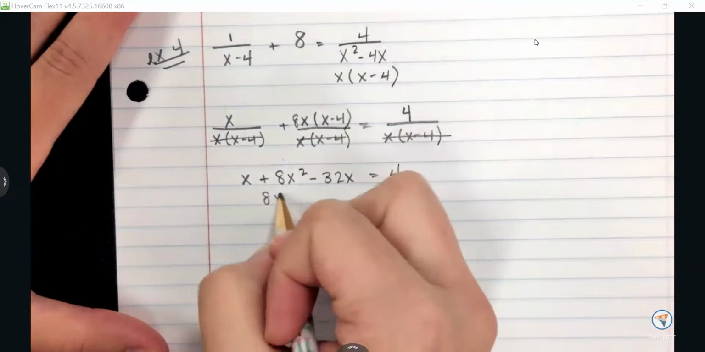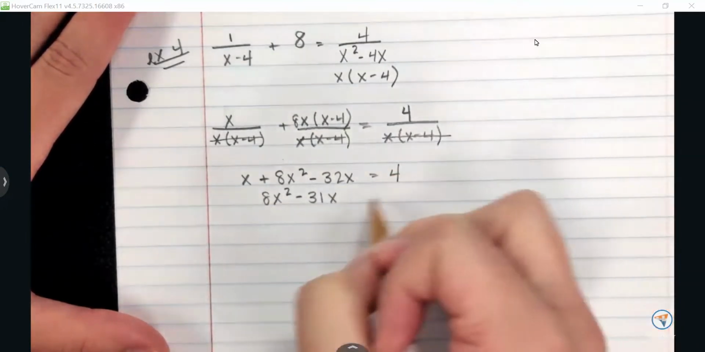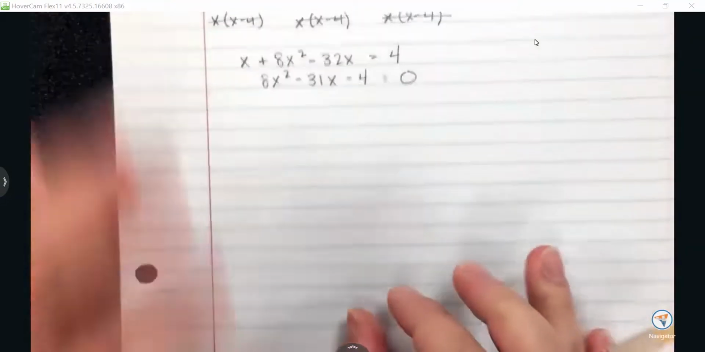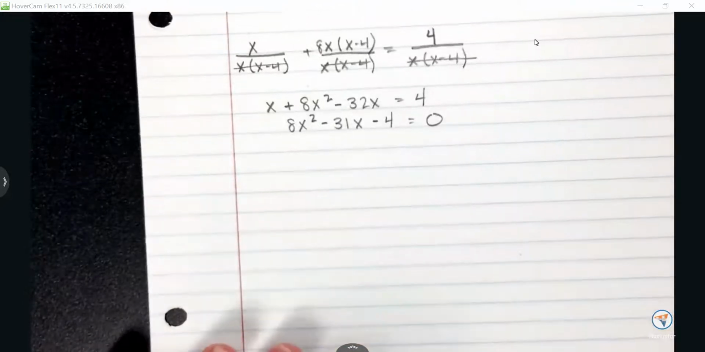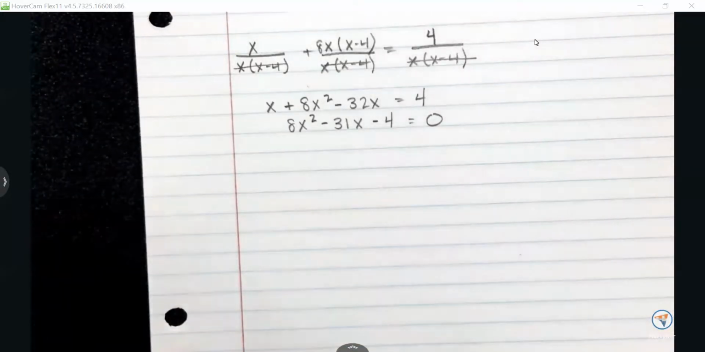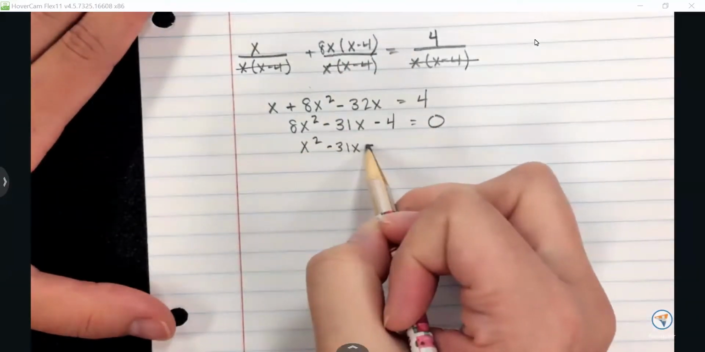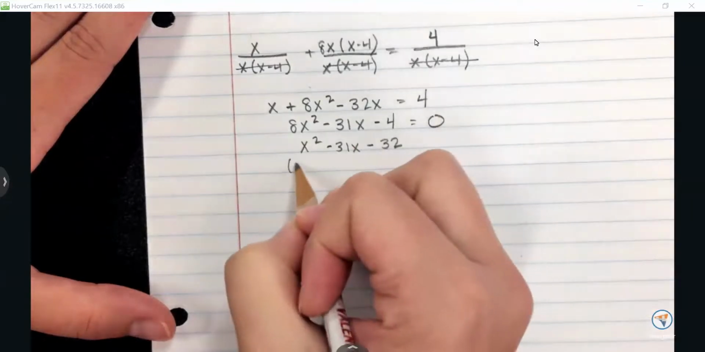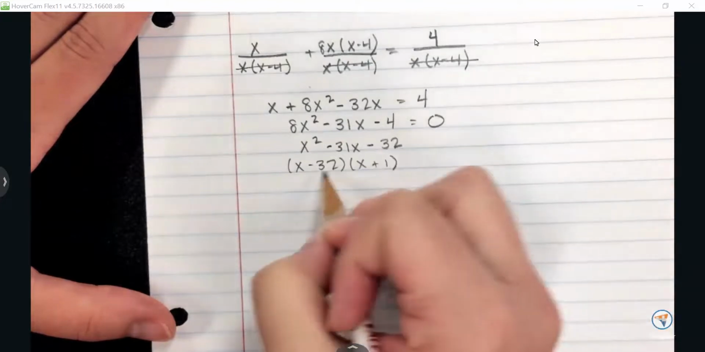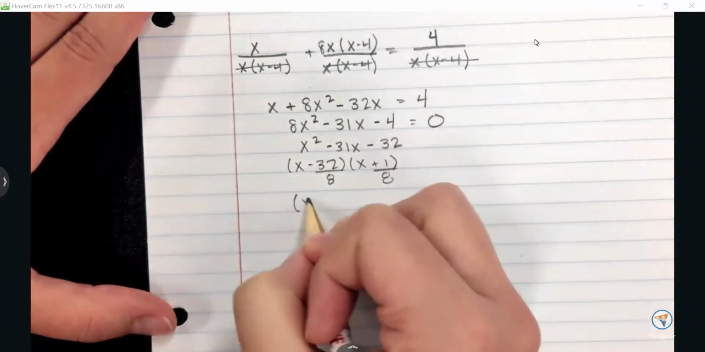So I'll end up with 8x squared minus 31x minus 4 equals 0. Can I make an eye chart? No, I cannot. You have to slide and divide. Do not forget to do your division part. That's where most of us lose points.